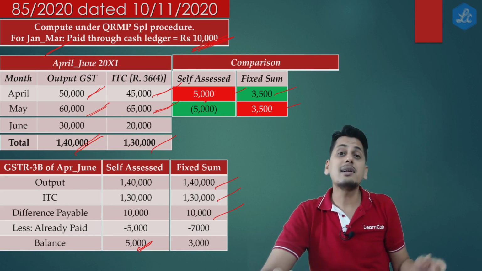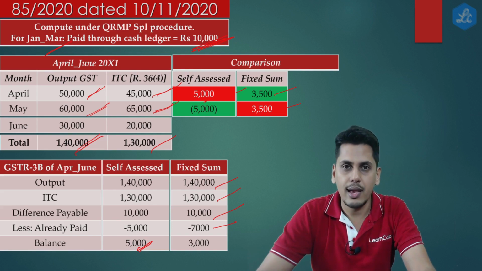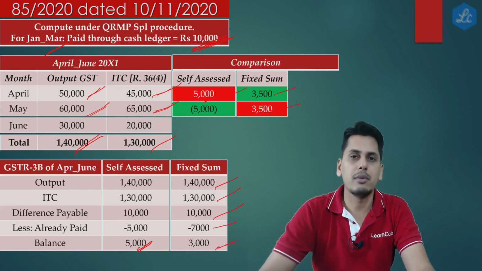Now friends, how much have I already paid? I have already paid 7,000. I have already paid 7,000 under fixed sum. The difference, 3,000, is payable now.